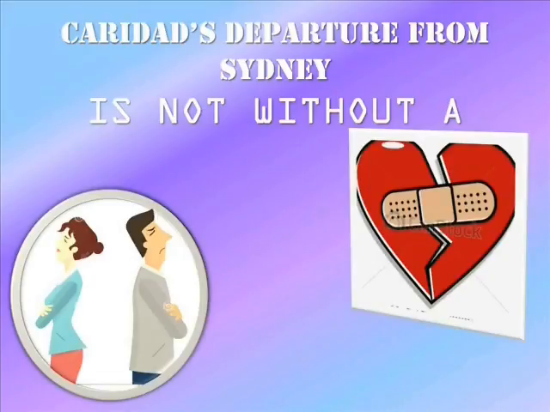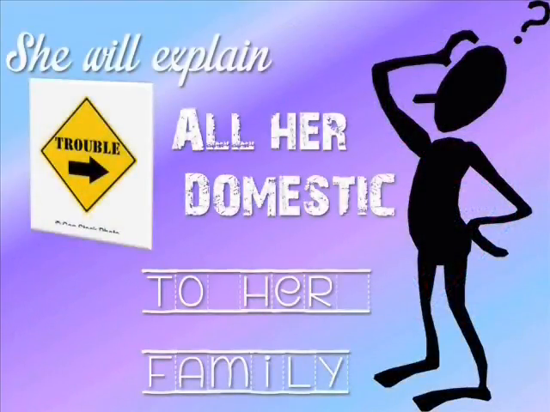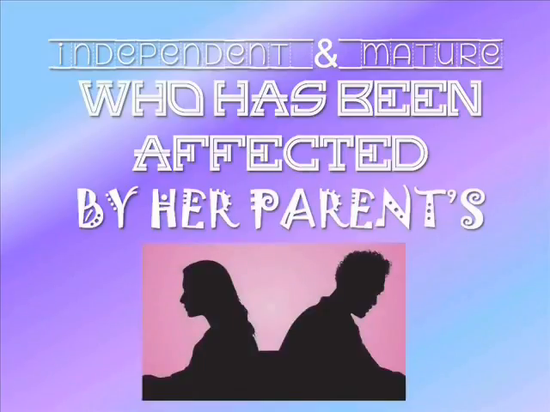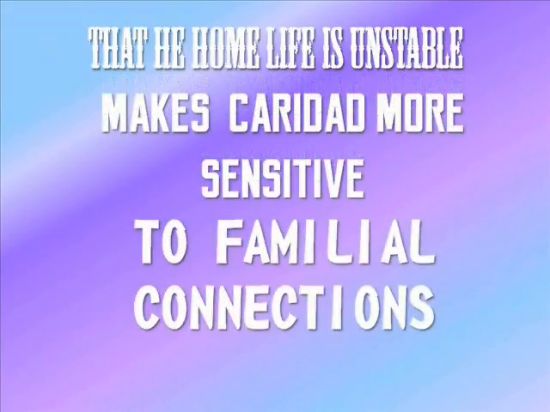Caridad's departure from Sydney is not without heartache. Recently separated from her husband Jaime, she wonders how she will explain all her domestic troubles to her family. Moreover, Caridad does not relish leaving her 18-year-old daughter Marla, who, albeit independent and mature, has been affected by her parents' separation. Her unstable home makes Caridad even more sensitive to familial connections.